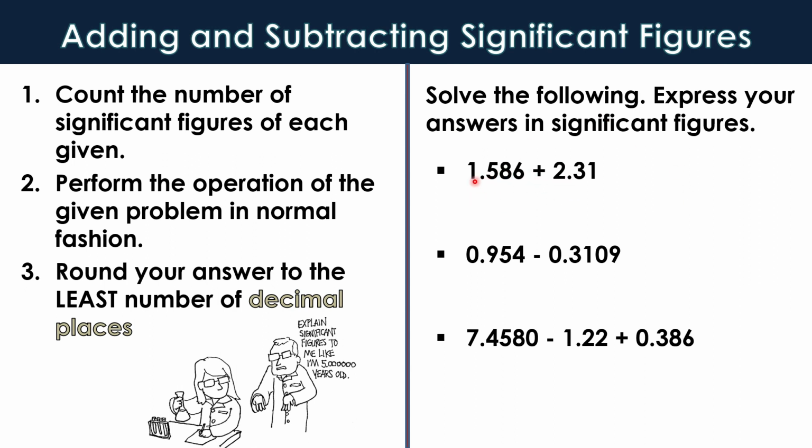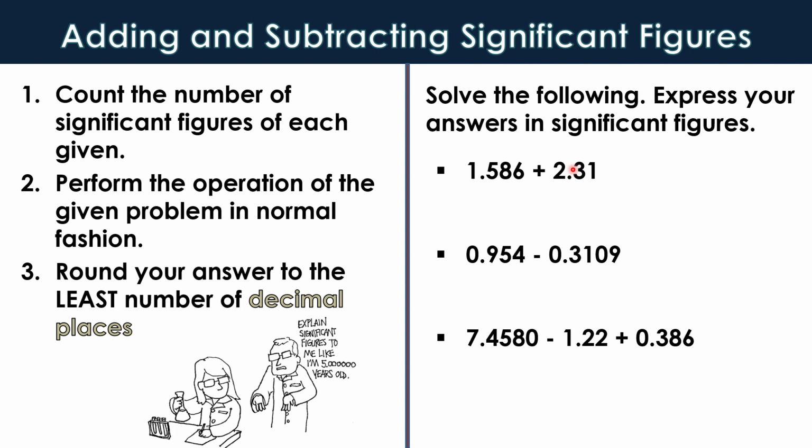1.586 plus 2.31. Okay, so meron tayong dalawang set of quantities or measurements kung sabihin din natin dito. Isa ay si 1.586 and it has 3 decimal places, and then overall it has 4 significant figures. And then si 2.31, it has 2 decimal places and overall it has 3 significant figures. So add natin ito in a normal way. Kung paano tayo usually mag-add.